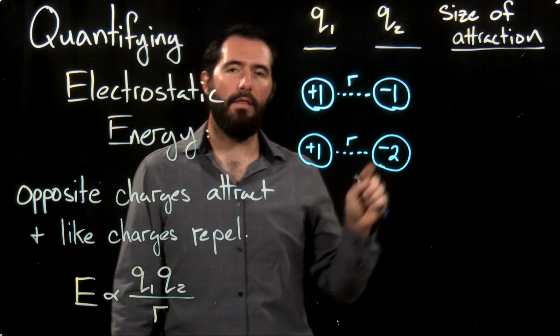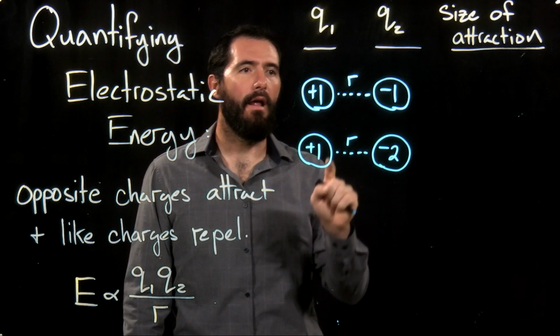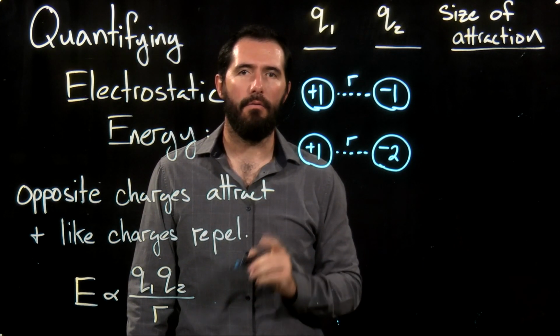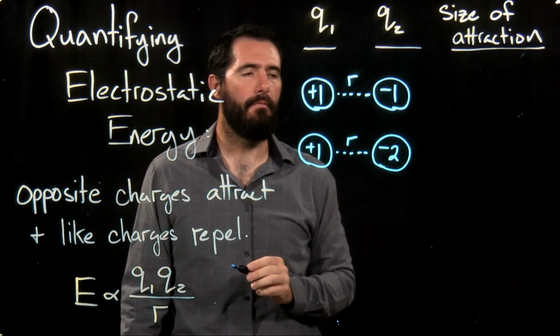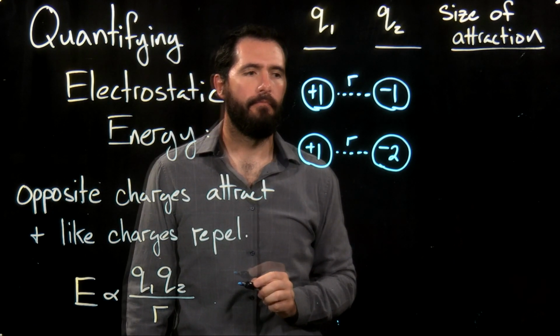I'd like to write the words big and small here to identify the magnitude of the potential energy of the interaction between these two. So take a few seconds, maybe pause the video and think about where should I write big and where should I write small.